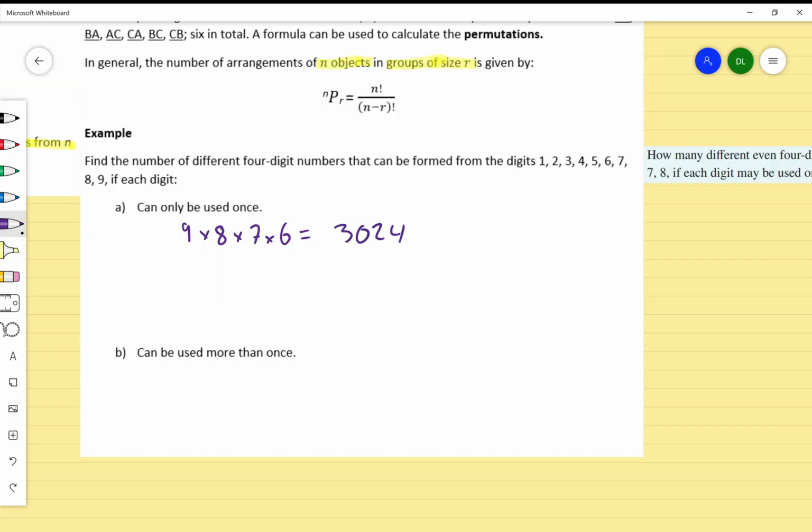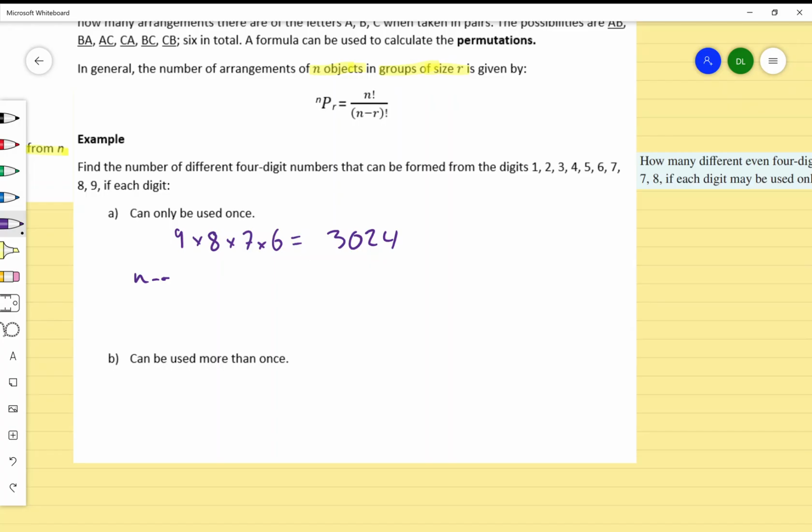That is a possible option, but if we try to use the formula, it would also work. So let's go ahead and say, okay, n. Well, I know that n is the number of objects in this situation. How many objects are there? Well, I know that there is 9.